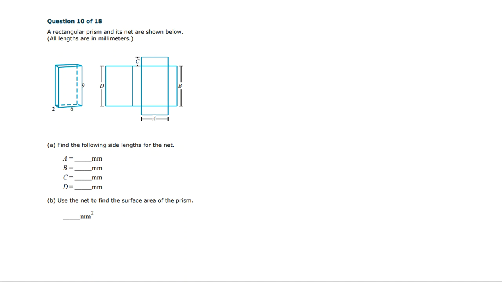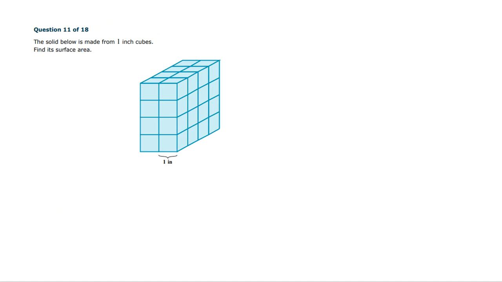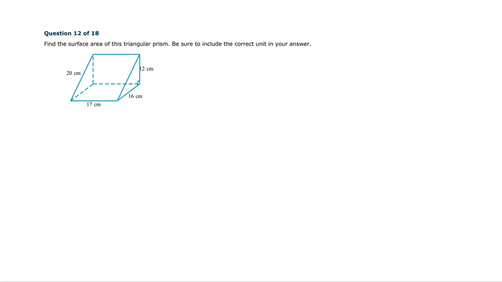Question number 10 says a rectangular prism and its net are shown below. Find the following side lengths for the net. I gave you an example of how to do this one on yesterday's video. The second question, the solid is made from 1-inch cubes. Find its surface area. For this one, recognize that this is a rectangular prism, and so you're going to have to find the surface area of the top and bottom, the surface area of the front and back, and the surface area of the two sides. Add all of those together, and that'll give you the surface area of the object.